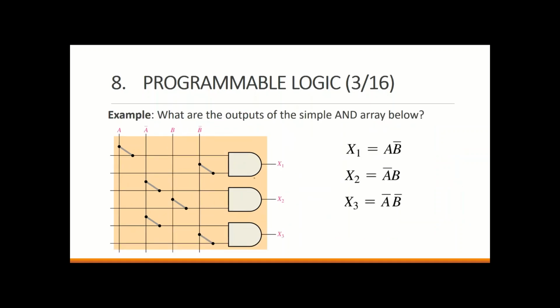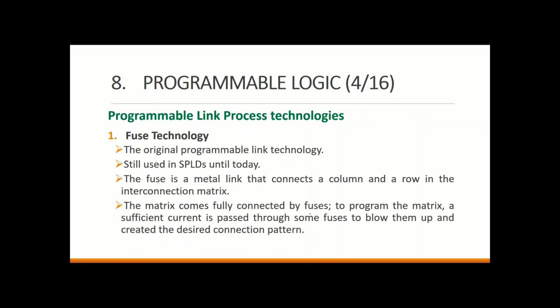If I give you a question like this, you should be able to get these outputs, because we have an array, so we expect different outputs here. The first one, A and not B. The second one is A bar and B. The third one is A bar and B bar. That's it.